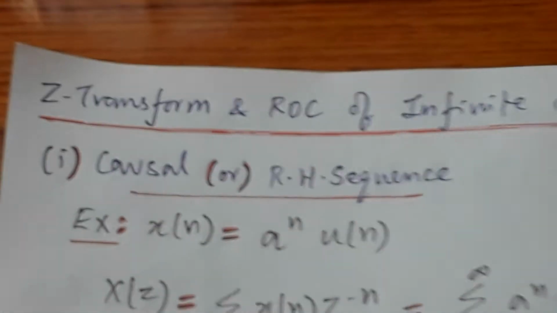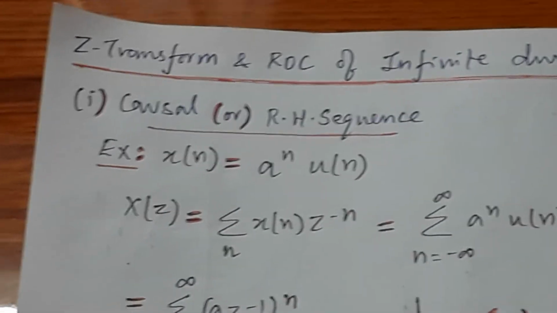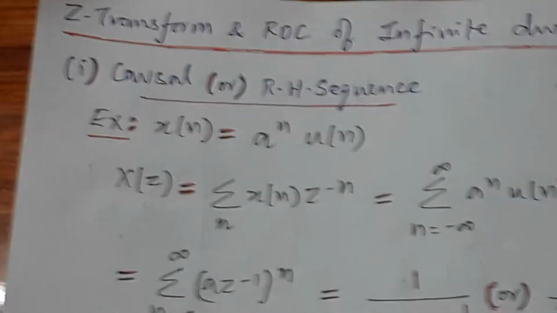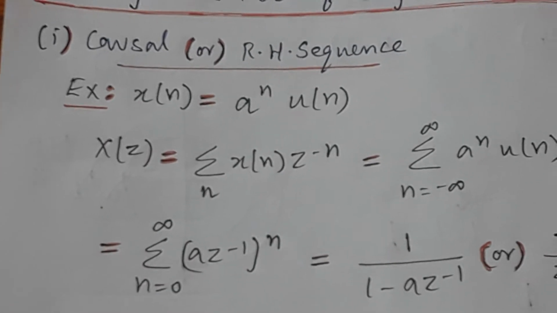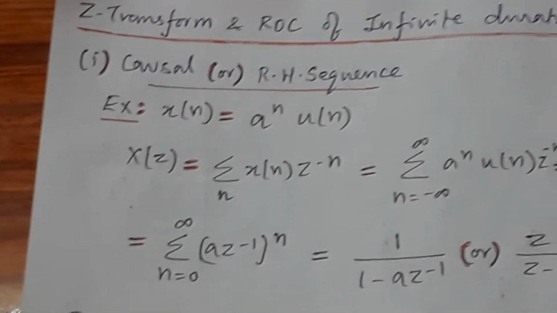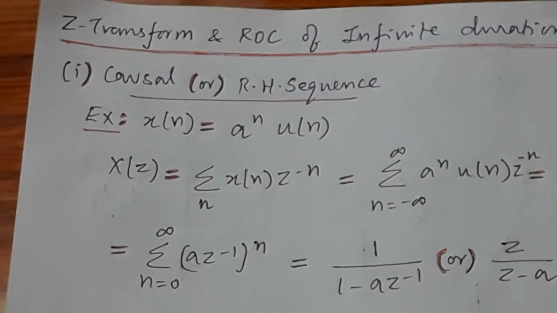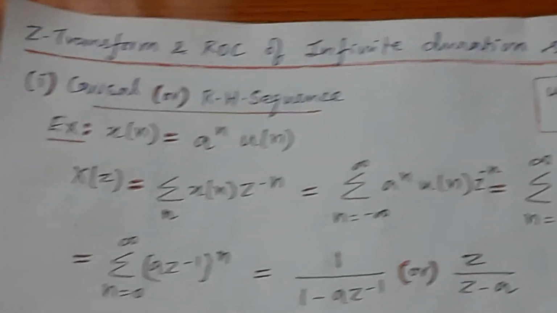Next we'll see the z transform and ROC of infinite duration sequences. The first subdivision we saw was finite, now it is infinite. Again there are 3 subdivisions. The first one is the causal or right hand side sequence, x of n equal to a power n u of n. Suppose the question is given like this: given x of n equal to a power n u of n, find the z transform and its ROC.